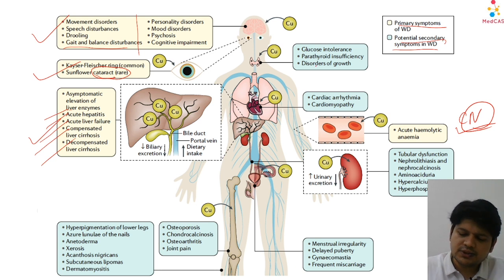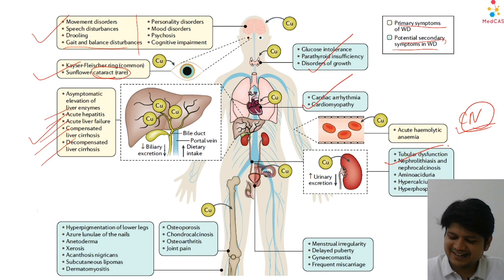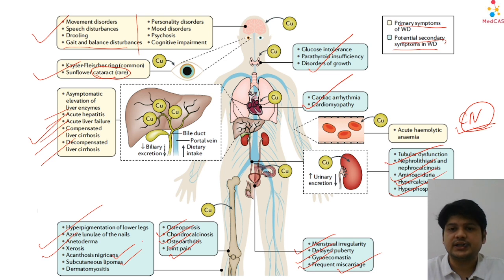Secondary can be glucose intolerance, parathyroid insufficiency, disorder of growth, cardiac arrhythmia, cardiomyopathy, tubular dysfunction, nephrolithiasis. You got the answer already. Aminoaciduria, hypercalciuria, and hyperphosphaturia. They can have menstrual irregularity, delayed puberty, gynecomastia, frequent miscarriage, osteoporosis, chondrocalcinosis, osteoarthritis, and joint disease. And they can have hyperpigmentation of the leg, anetoderma, xerosis, acanthosis nigricans, subcutaneous lipoma, and dermatomyositis also.